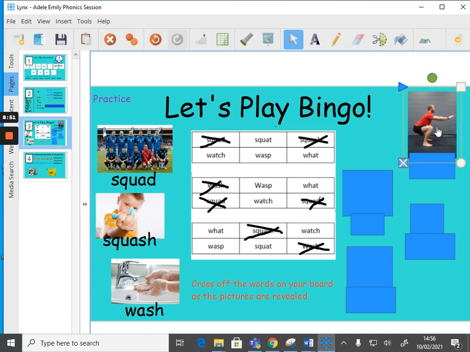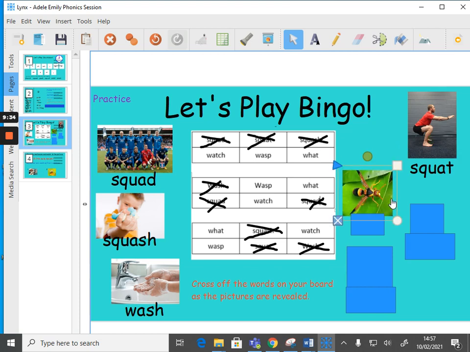Next picture is a man doing some exercise. The exercise that this man is doing is called a squat. Squat. Sounds like an O, spelt with an A. Can you see it on your bingo board? Squat. Here it is on board 3. Let's reveal the spelling of the word squat. Squat. Fantastic.